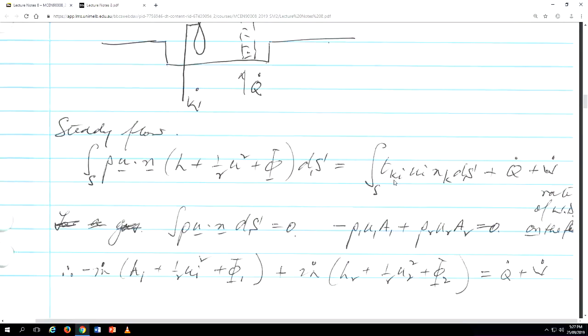And as I said to you several times, this tau ki ui nk is often neglected, or it's very nearly zero. And it will be identically zero on walls because the ui will be zero. There's no velocity at the wall.